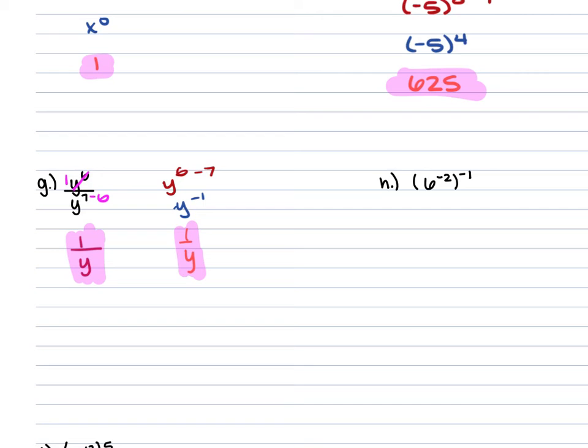And then with example H, we have 6 to the negative 2nd raised to the negative 1st. We're going to keep the 6. The negative 2 is being raised to a power, so we're going to multiply the negative 2 by the negative 1. This gives us 6 squared, which is just 36.